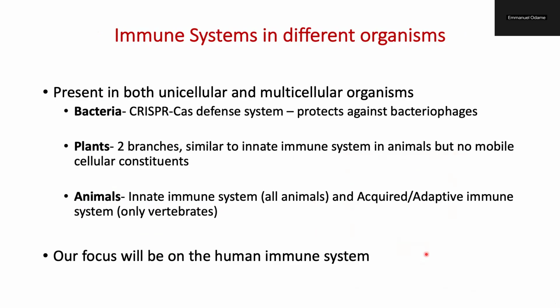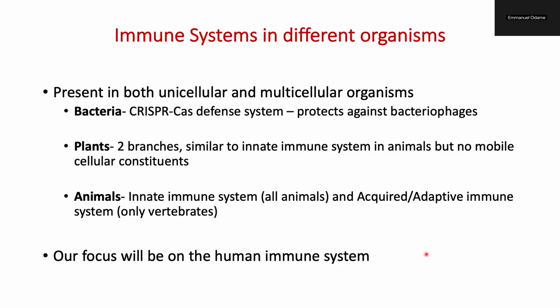So, today, we will be discussing briefly the immune system in humans. But before that, I want to point out that there is an immune system in different organisms. So, for example, in bacteria, we have the CRISPR-Cas defense system. Basically it protects the bacteria against bacteriophage by cleaving it, cutting some DNA sequences in the bacteriophage into pieces.